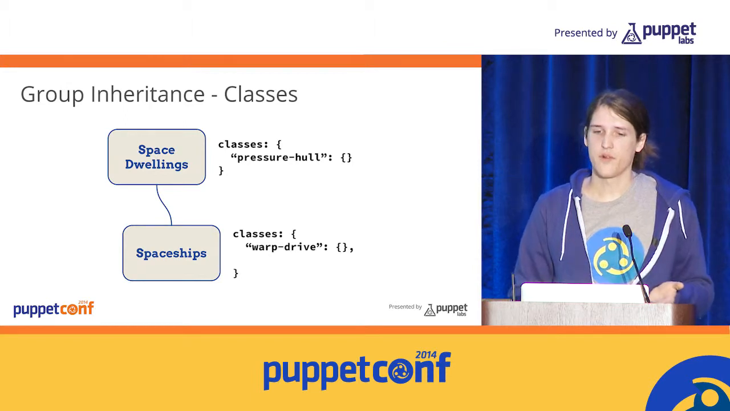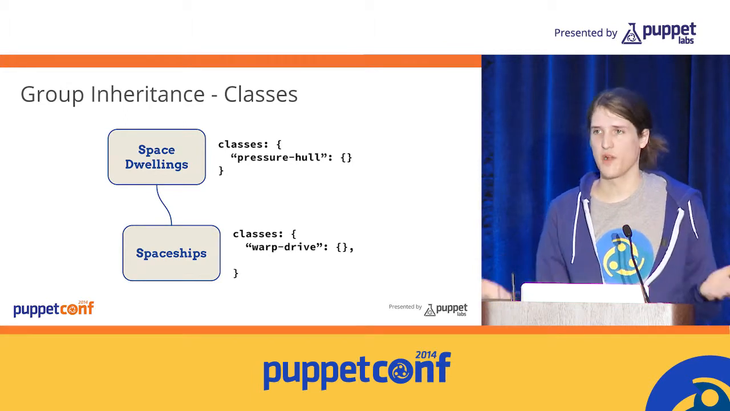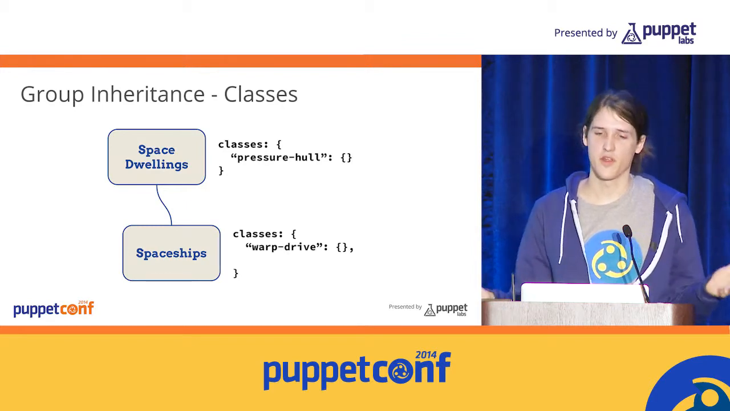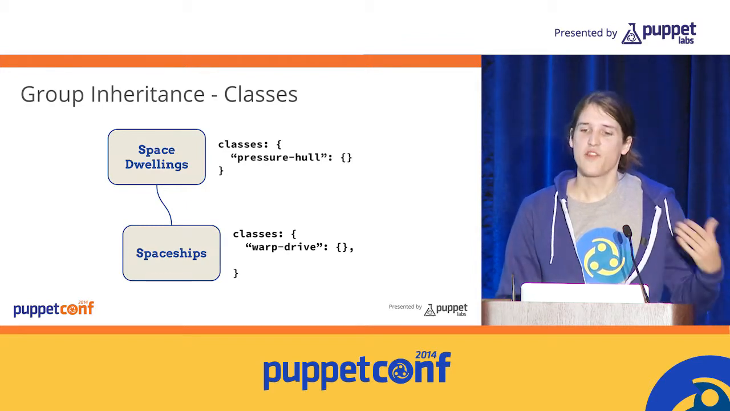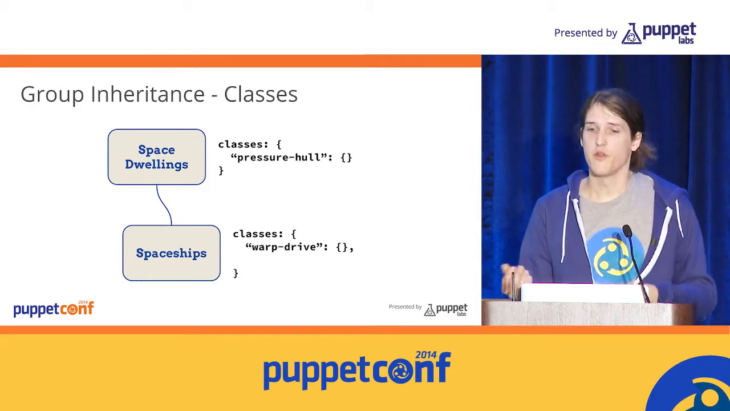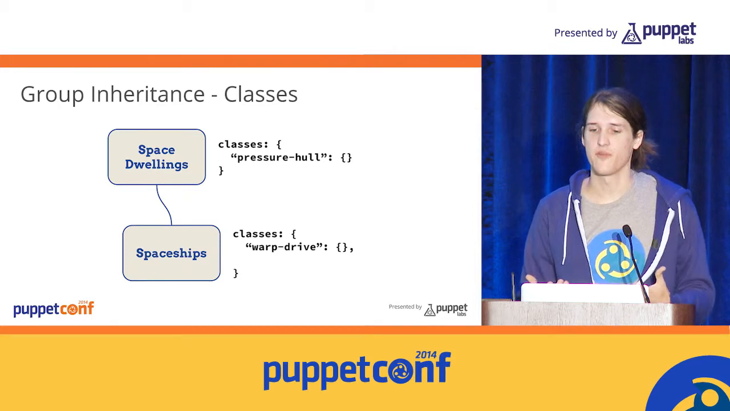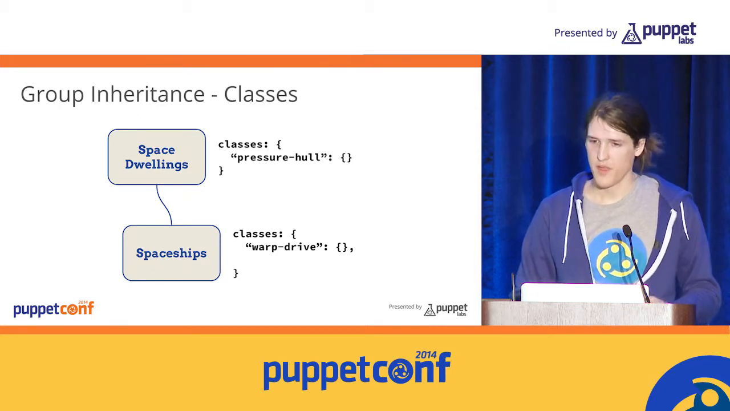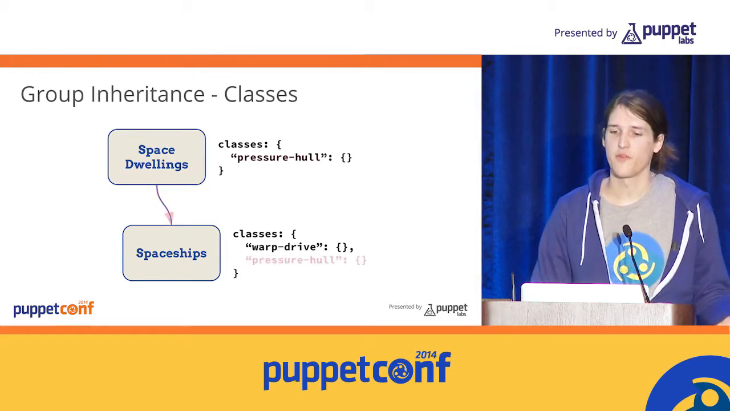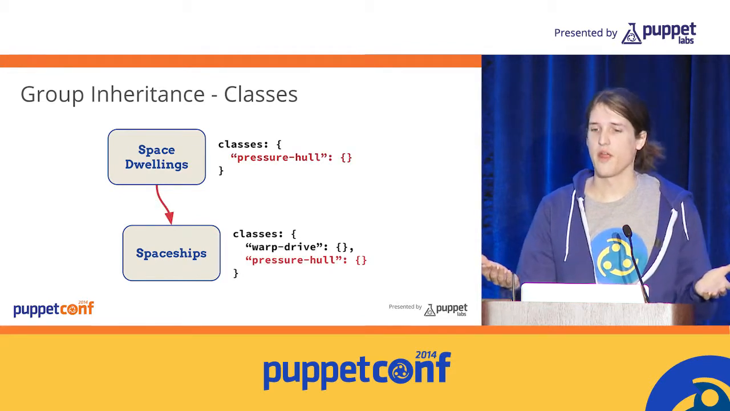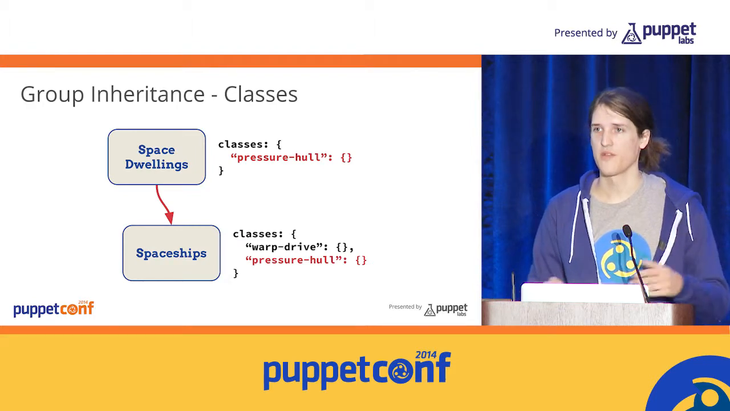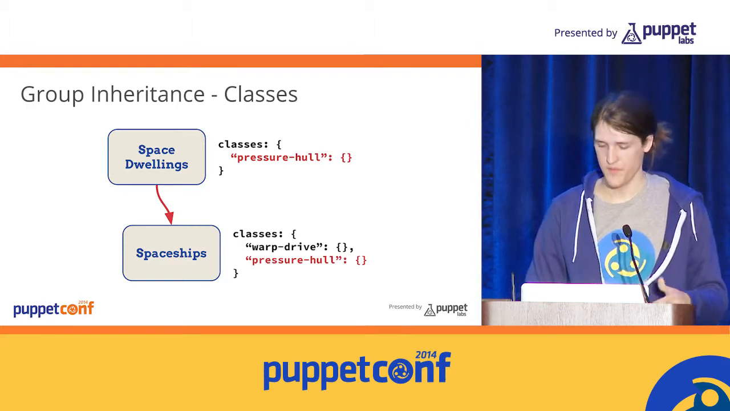So at the simplest level, let's say we have a space dwellings group that describes all of our nodes that are going to be in space. And now each one of these has to have a pressure hull. And then we're going to inherit from that group to describe our spaceships, which all have a warp drive. And when we look at the inherited form of the lower group, the spaceships group, the class that's set in the parent sort of drops down and slots in right beside the warp drive class. They're merged together.